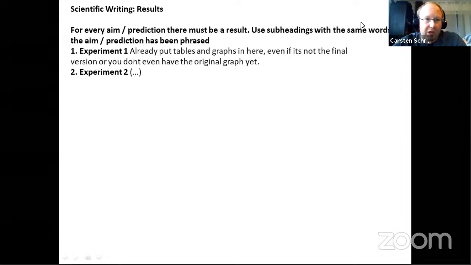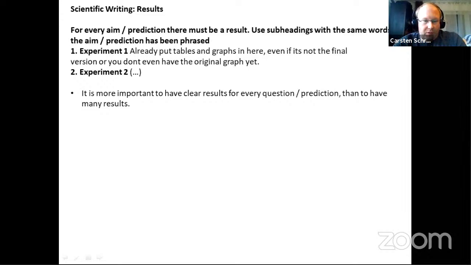So for every aim or prediction that you had in the last paragraph of your introduction, there must be a results section. And it should be in the same order again, like it was in the introduction and like it was in the materials and methods section. And already for your structure, before you have the results, when you make the structure of your paper, you should make this clear in the structure that they are following the same order, and also what kind of tables and figures you might want to have in here.